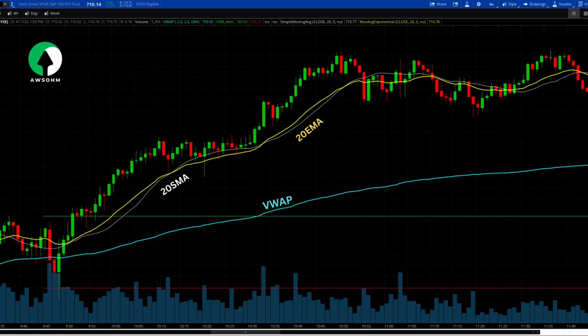Why it works: it is a fast momentum reset indicator, while the EMA defines trend direction. Good for scalping. Best use: lower time frame trading, like 1-minute or 5-minute charts.